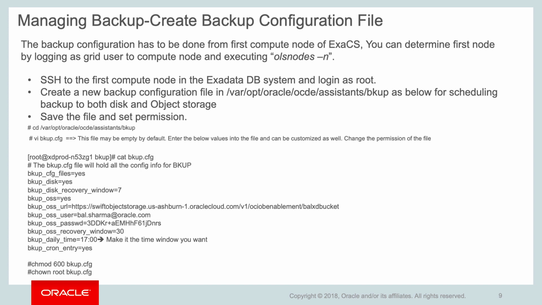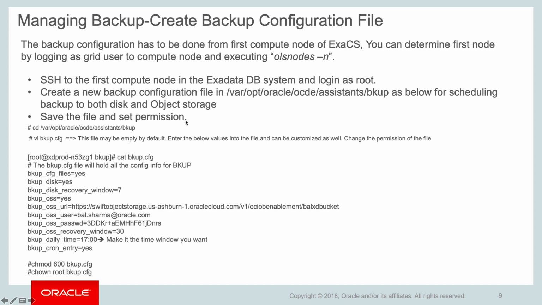All the backup configuration has to be done from the first compute node of Exascale. And you can always determine the first node by logging in as the grid user. You can specify olsnodes -n, so that returns how many nodes you have in the cluster. Based on their names, you will be able to identify which is your first compute node.